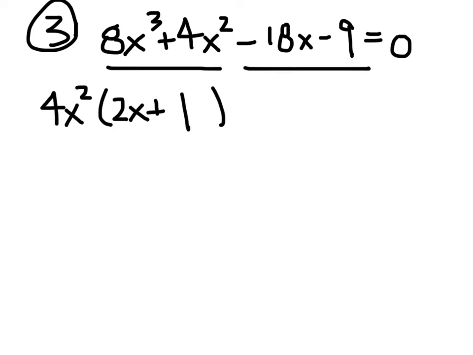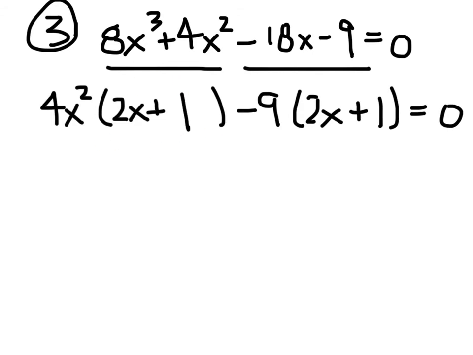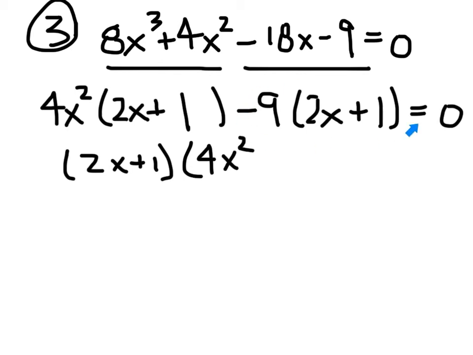Now from these second two terms that begin with a negative, I'm going to factor out a negative 9, and negative 18x divided by negative 9 is 2x. And negative 9 divided by negative 9 is plus 1. Now I can see that I have in these two terms a common factor of 2x plus 1. And when I divide a 2x plus 1 out of this, I'm left with 4x squared. And when I divide a 2x plus 1 out of this, I'm left with minus 9.